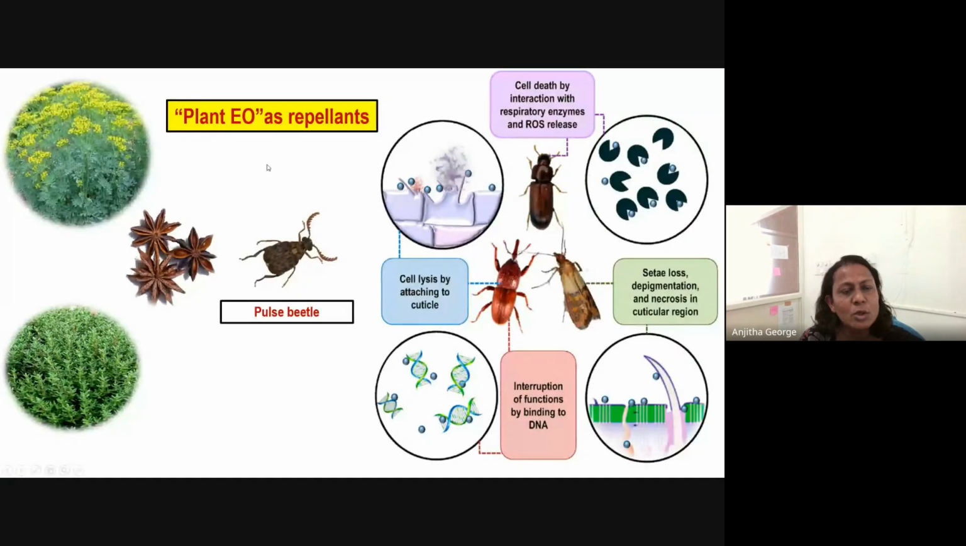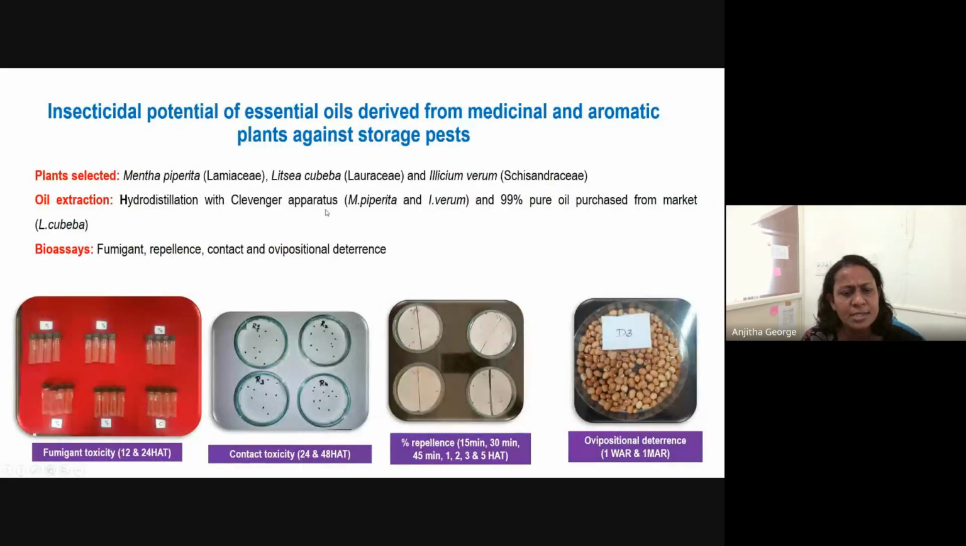So, like I told, plant essential oils can be used as repellents. These essential oils have different properties: fumigant action, contact toxicity, and sometimes they repel the insects. So how we can use it is that if the oil is found to have repellent activity, the egg laying process can be delayed. So that is how we can utilize this technology.